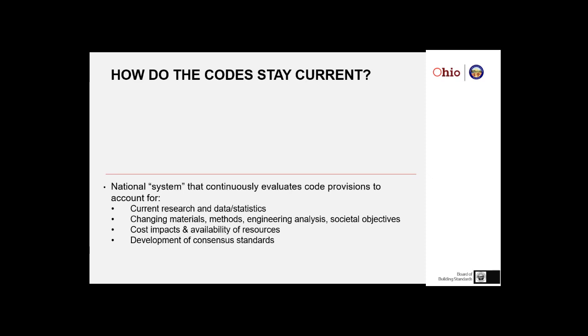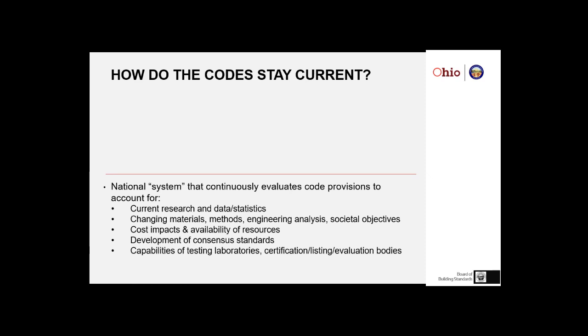So also part of this national system is the development of consensus standards. Now, if you look in chapter 35 of the building code, chapter 15 of the plumbing and mechanical codes, you'll see an entire chapter just filled with hundreds of standards that are referenced out of the building codes. This is all part of this national system to keep things up to date, to recognize new materials and methods of construction. And our building codes stay relatively up to date by updating these reference standards that are used in the building codes.